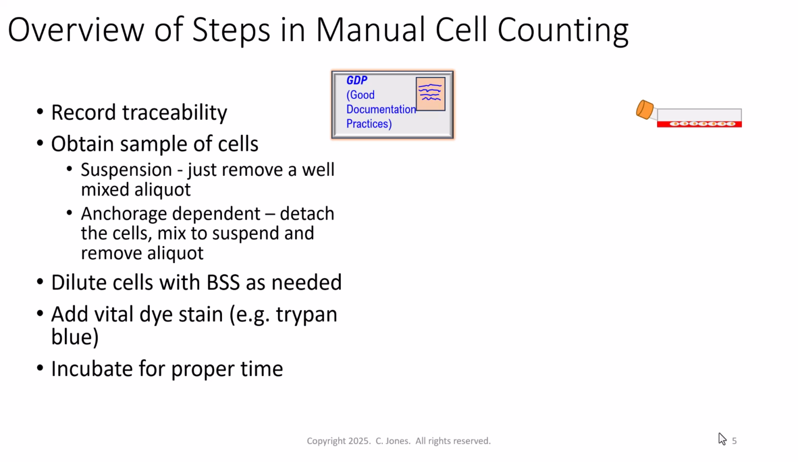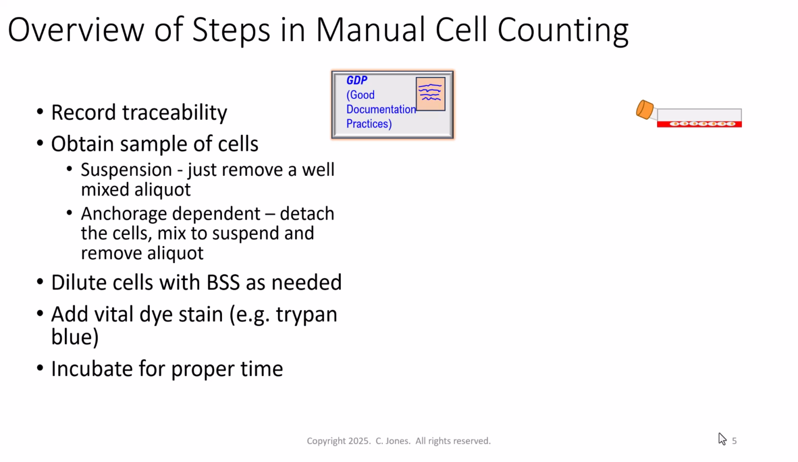If it's a suspension culture, you just remove a well-mixed aliquot of the cells. And by that I mean, if you take the cells off the shake flask, then you want to remove a sample as quickly as possible because cells in suspension will settle and you'll get a gradient of cell concentrations from top to bottom if you do not work quickly.